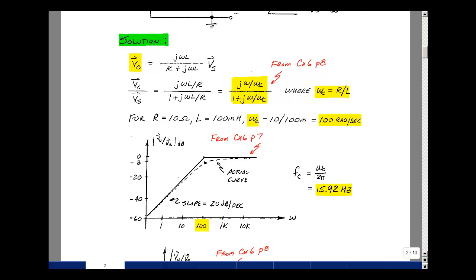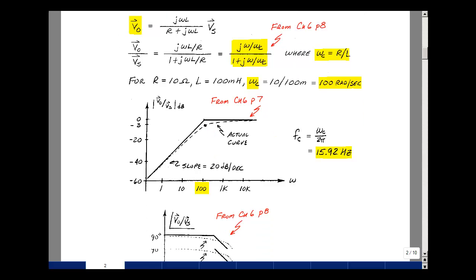Now in Chapter 6 on page 7, we actually sketched the Bode plot of this general form. It has this shape with two straight lines as an approximation. The actual curve is the dotted curve, and right here is what we call omega C. In this case, that's going to be 100 radians per second. If you divide that by 2 pi, you get 15.92 hertz. That's the lower end of the audio band. So this circuit's passing everything above about 16 hertz.